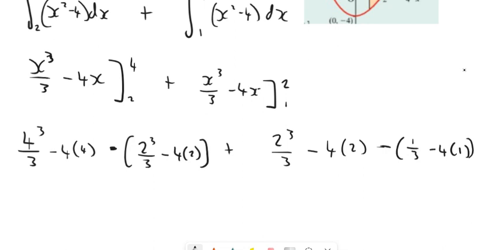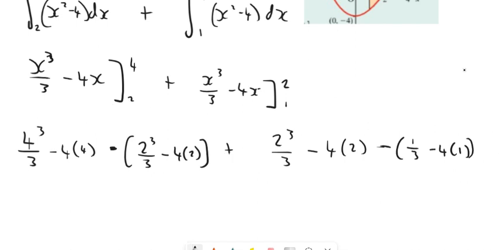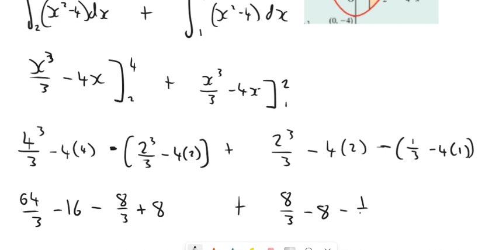So you can start to simplify this a little bit, or you could go and put each part into the calculator now. Just keep that part and the other part separate, because remember we said that the second part, whatever we get, we're going to turn it positive. So we get 64 over 3 minus 16 minus 8 over 3 plus 8, because minus minus becomes positive, and then plus in the middle. So then that will be 8 over 3 minus 8 minus 1 over 3 plus 4.